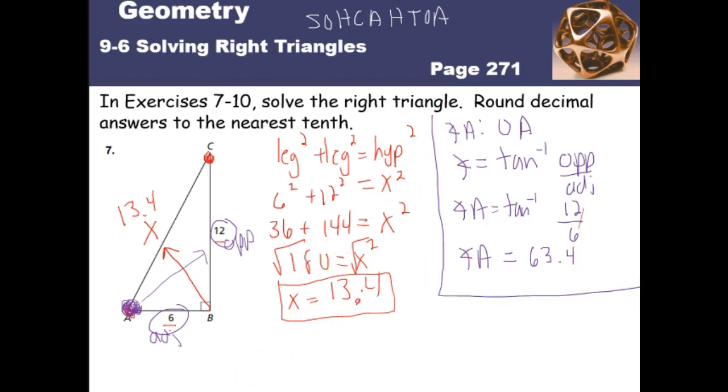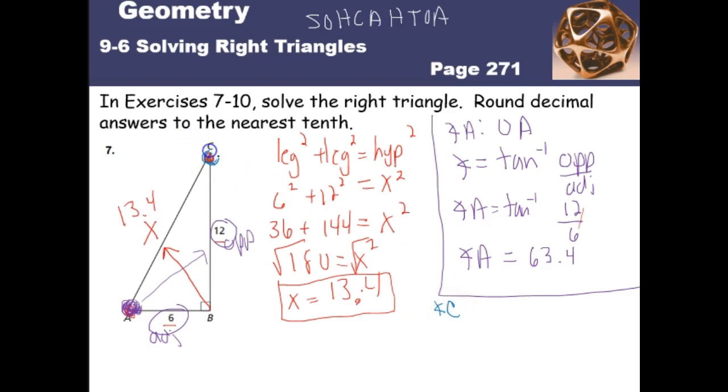Now I can just add them up and subtract from 180, but I'm going to go ahead and use trig, and then I'll add them up and make sure they do all add up to 180. So that's how I'm going to double check my work here. So right here's my work for angle C.